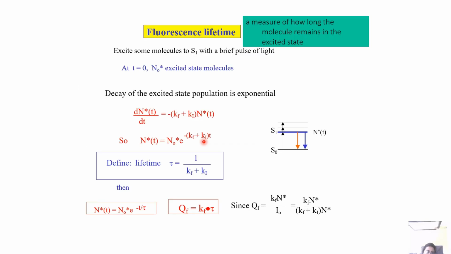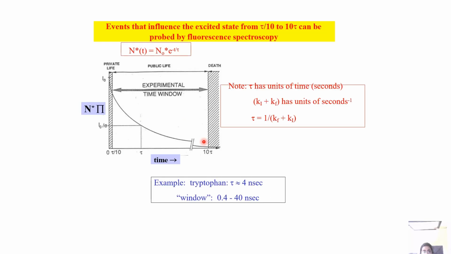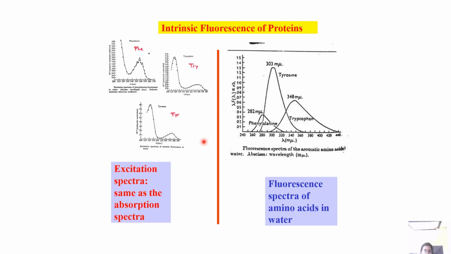Quantum yield and lifetime, we have already talked about that. Fluorescence lifetime is basically a measure of how long the molecule remains in the excited state, and the factors that influence the excited state.